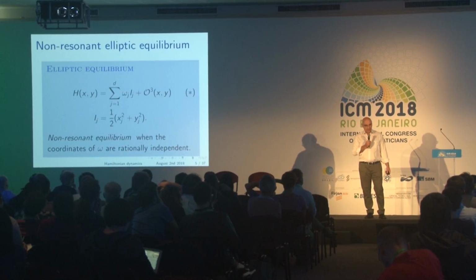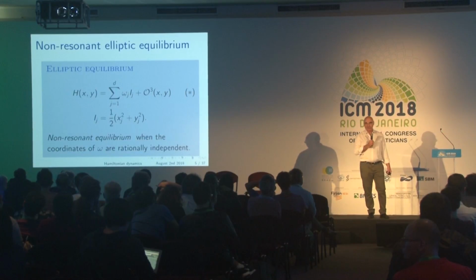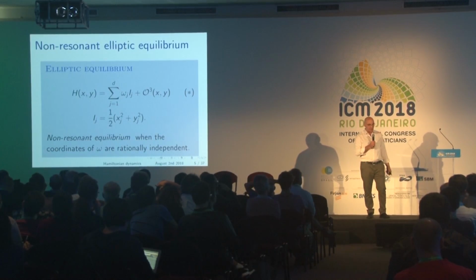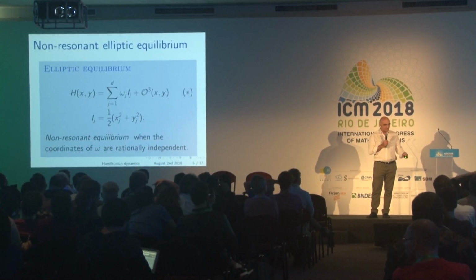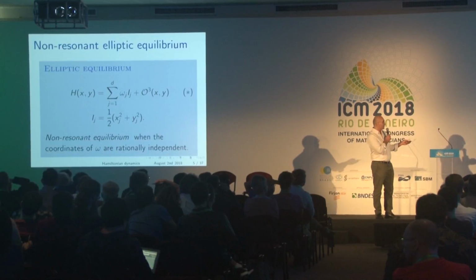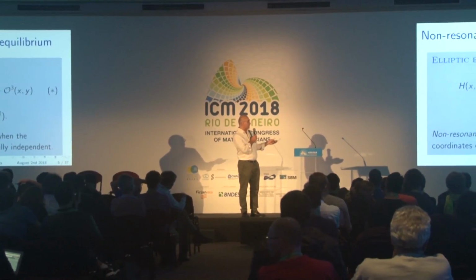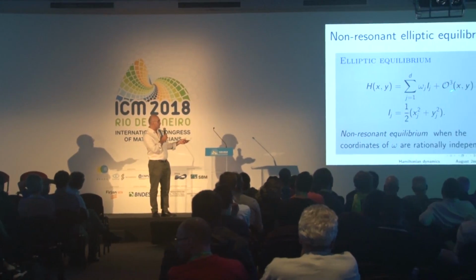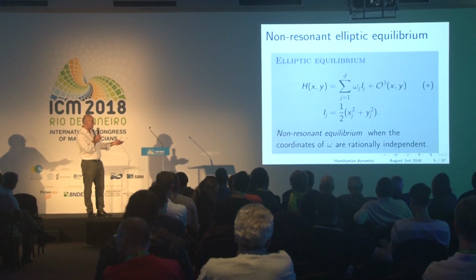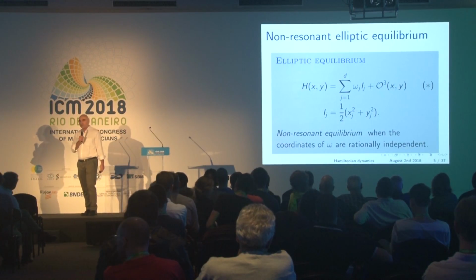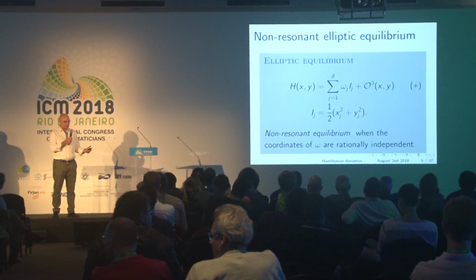The form of H in that case would be the following. The function H, which I will call the Hamiltonian, has the following form: H(x,y) is the sum of real numbers ω_j times y_j plus a cubic term, and the y_j are quadratic terms like that. We will say that the equilibrium is non-resonant when the coordinates of ω are rationally independent.